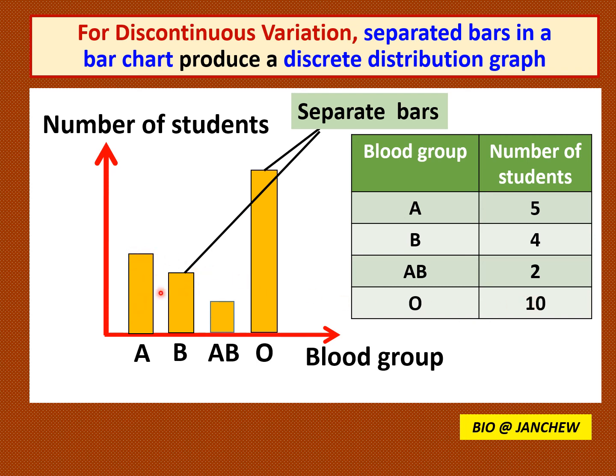So separate the bars, and also each bar must be of the same width as each other. The bars must be of the same width, okay? And the distance between the bars must be also the same. So we get a discrete distribution graph for discontinuous variation where there are separate bars in the bar chart.